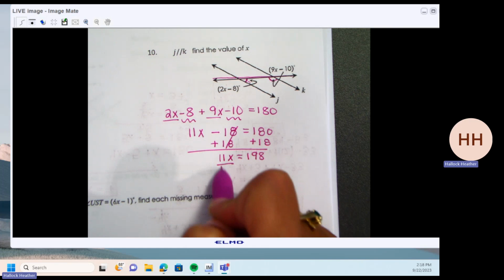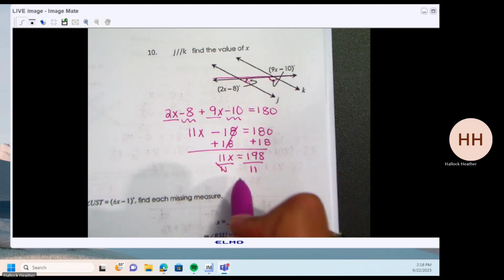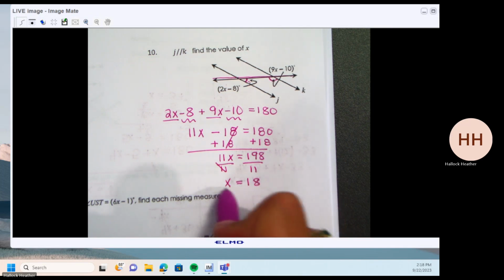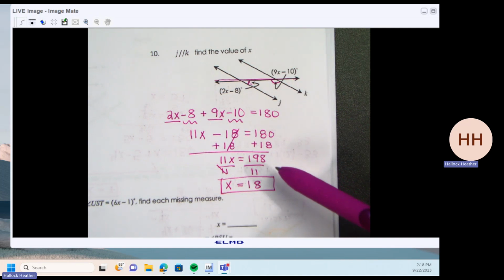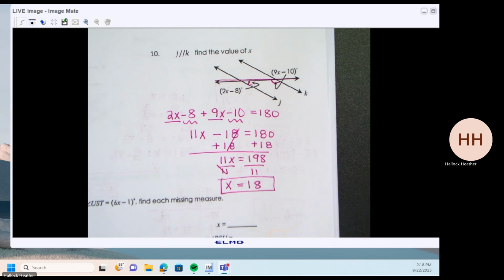And then I divide by 11. Once again, it just says find the value of x, so I don't have to do any more. For 11, it uses a fancy term that we need to know what it means.